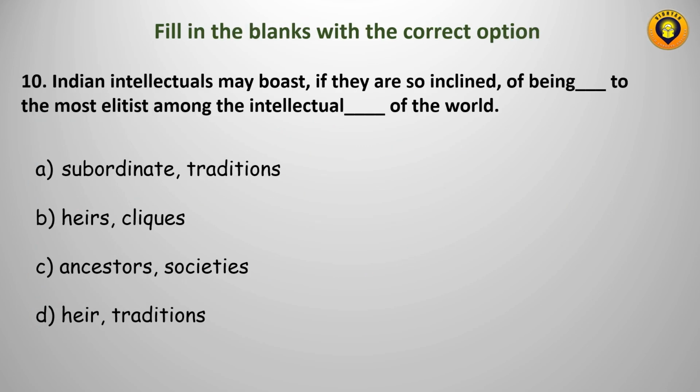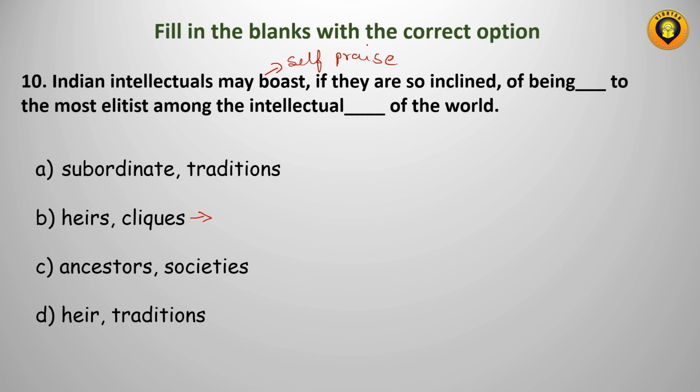Indian intellectuals may boast. Boast means self-praise. Remember this word, self-praise. When I'm praising myself, having pride in myself, and saying that I have got these qualities, it's a kind of boasting, a kind of self-praising. Indian intellectuals may boast if they are so inclined of being dash to the most elitist among the intellectual dash of the world. Now, four options have been given: subordinate, traditions; heirs, cliques; ancestor, societies; heir, and tradition.